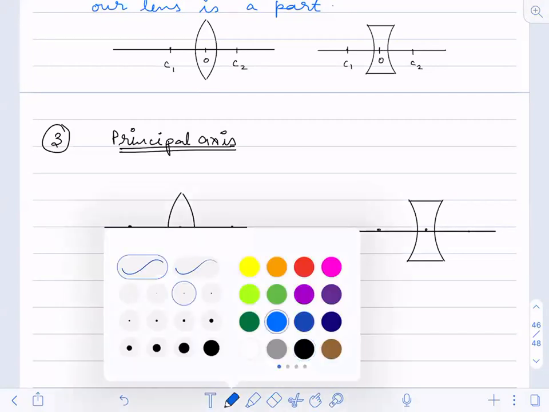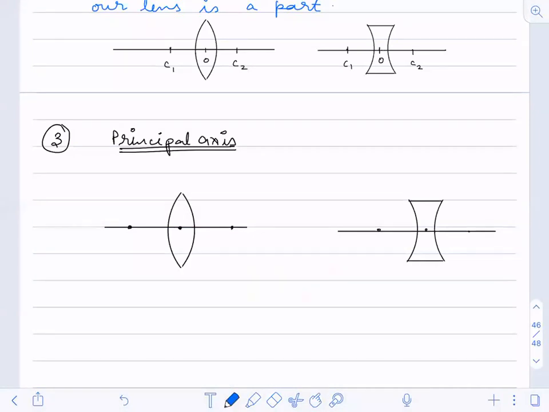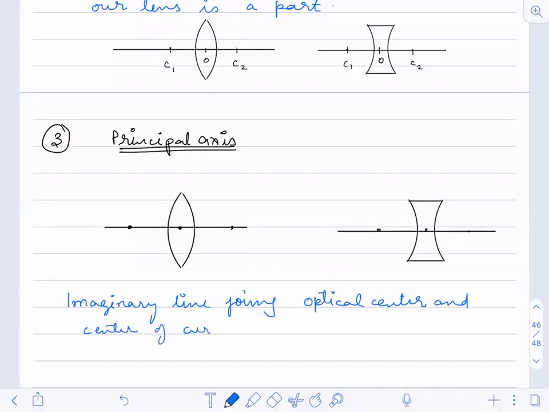So how will I define it now? It will be defined as the imaginary line joining the optical center and center of curvature is the principal axis. Fine. So that's the principal axis now.